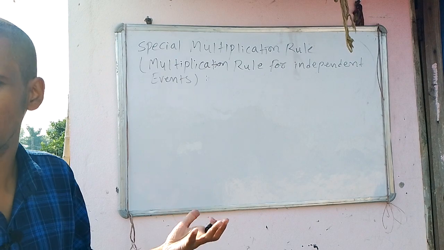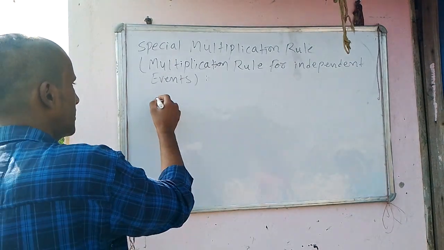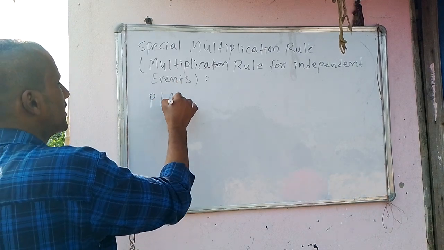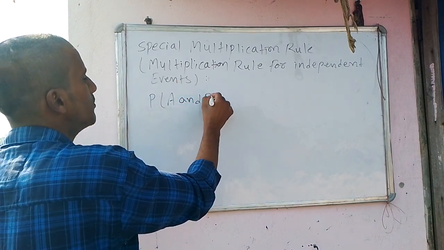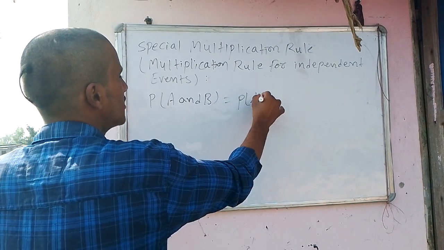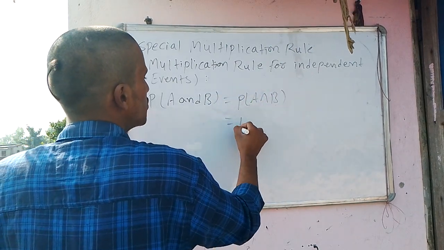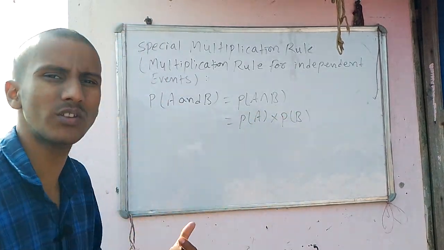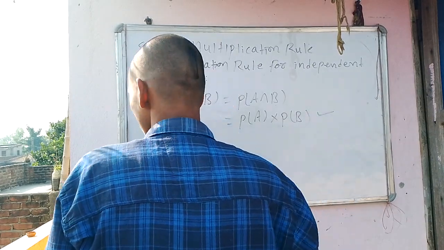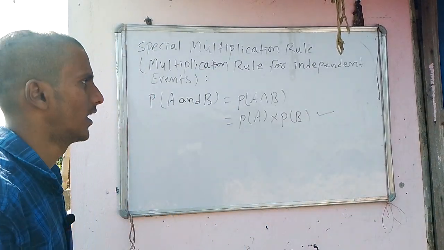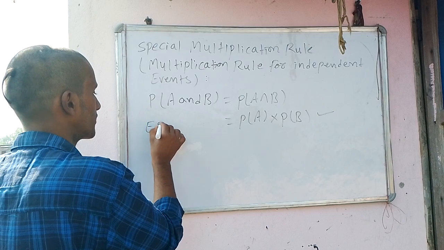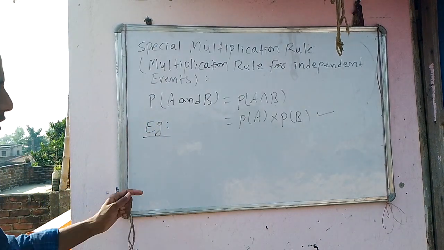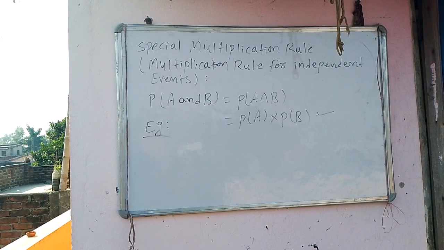So if we have two independent events, let's say A and B, then for the special multiplication rule, the probability of A and B, meaning the probability of A intersection B, is equal to the probability of A times the probability of B. We already know this, we have studied this in a previous lesson. Today we're going to do an example on this. So let's start with an example problem.